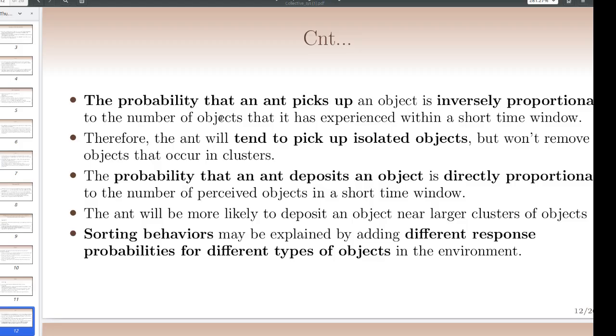But the probability that an ant deposits an object is directly proportional to the number of perceived objects in a short interval of time. That is, the ant will more likely deposit an object near larger clusters of objects. Sorting behavior can be explained by adding different response probabilities for different types of objects in the environment.